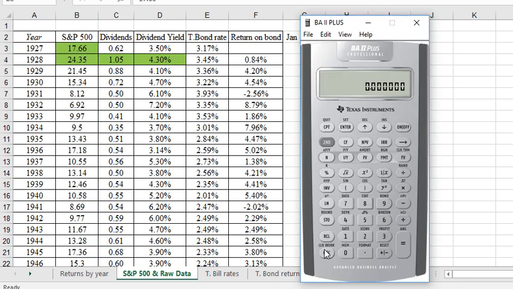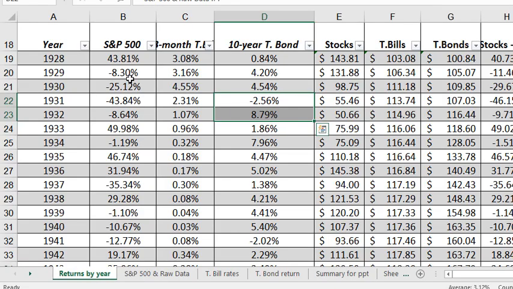So if I just bring up my calculator, 24.35 plus 1.05, that's going to be our ending price level plus the dividend. If we divide by 17.66 and then minus 1, we get 43.8279, and if we compare to 43.81, there's some very small rounding. But it's as easy as that, folks.